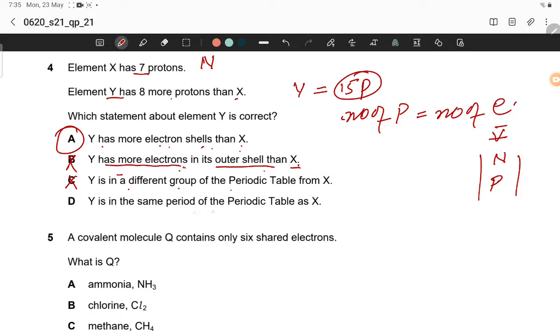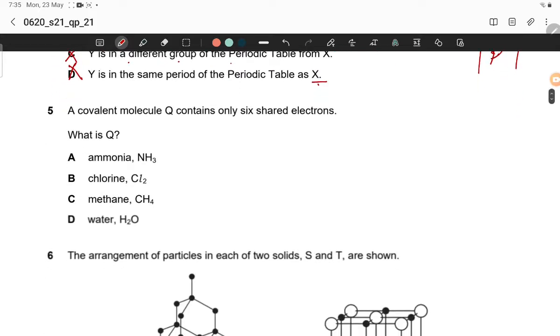Y is in the same period of the periodic table as X? As Y has 8 more protons than X, it is not in the same period, it is in a different period. So this is also incorrect.